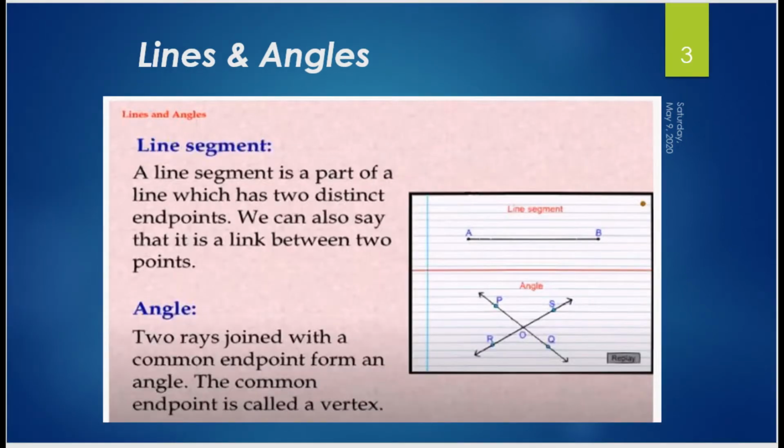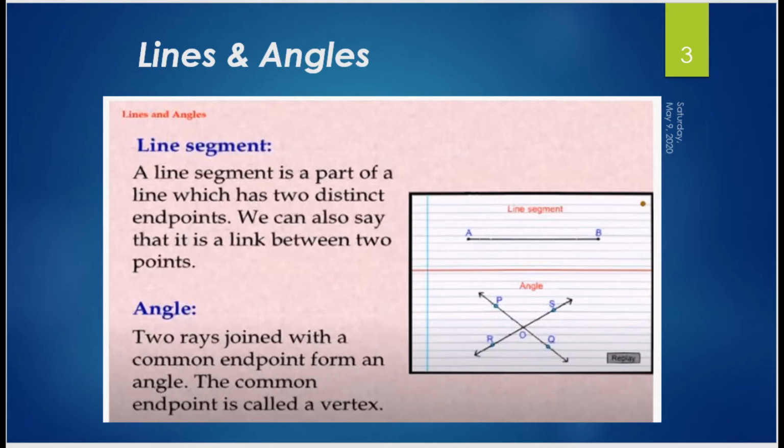Then comes the concept of a line segment. A line segment is a part of a line which has two distinct endpoints. We can also say that it is a link between two points which has endpoints. The difference between a line and a line segment is that a line segment cannot be further extended.